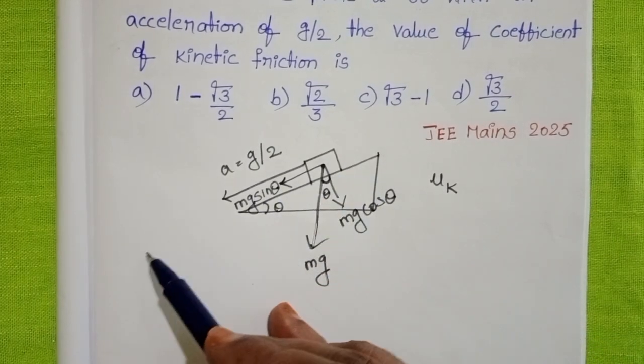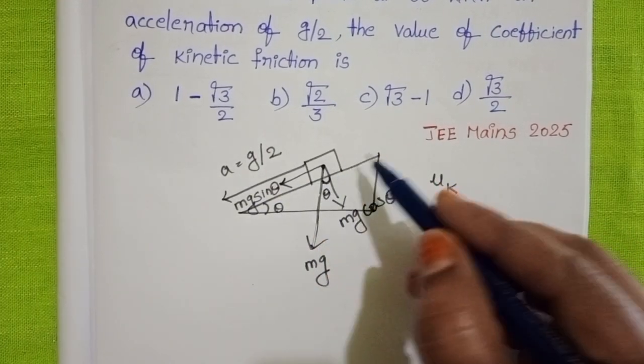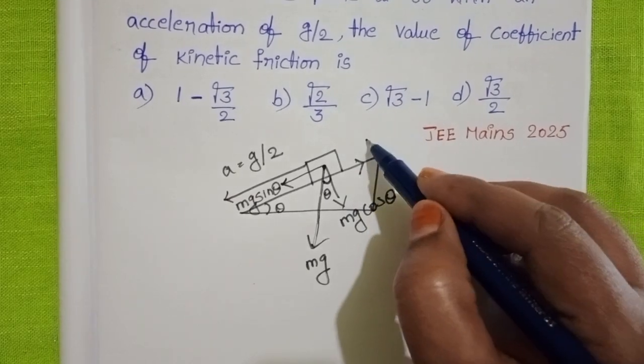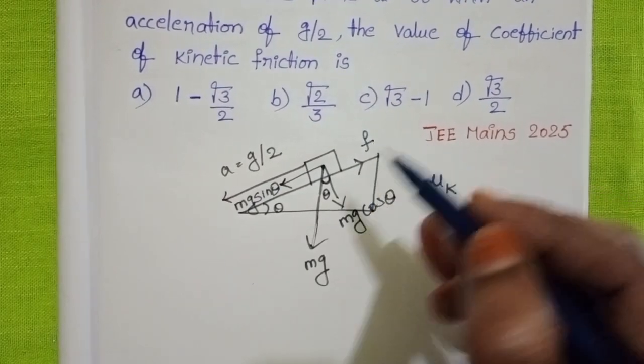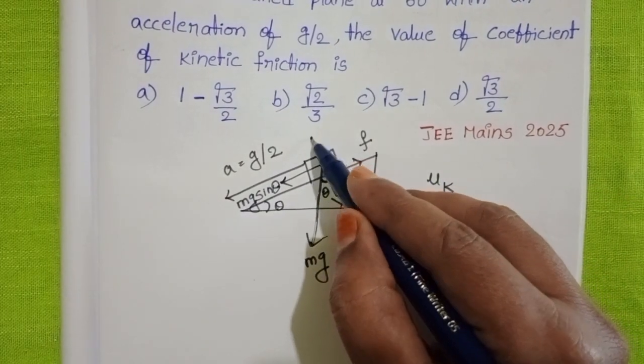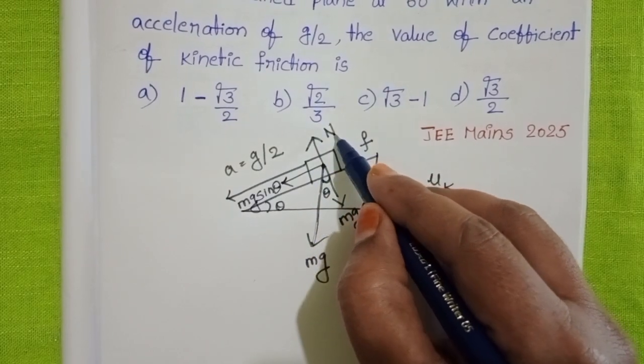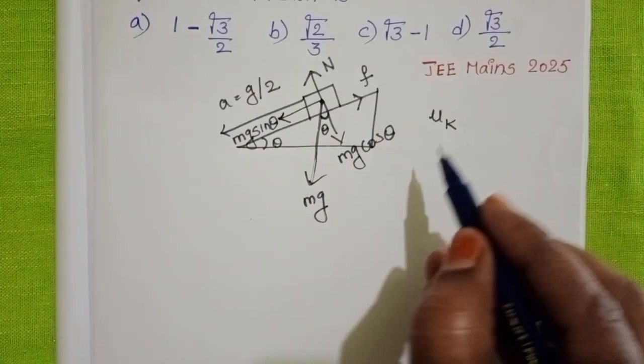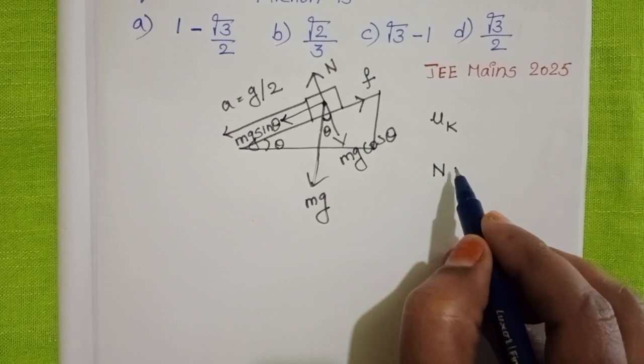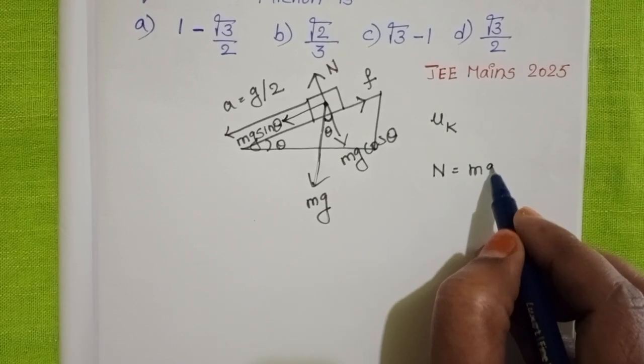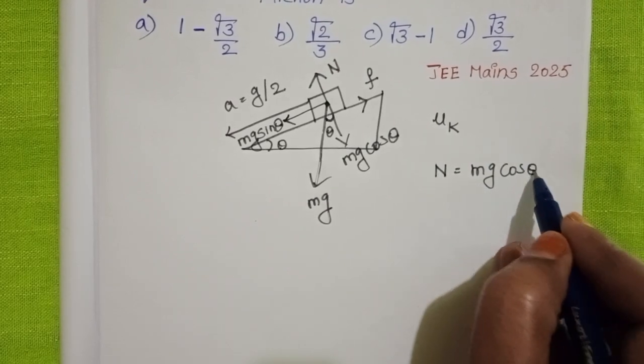When this block slides in the downward direction, the frictional force acts in the opposite direction. This is the direction of the frictional force. And the normal reaction is in the upward direction. Here N is balanced by mg cos theta. N is equal to mg cos theta.